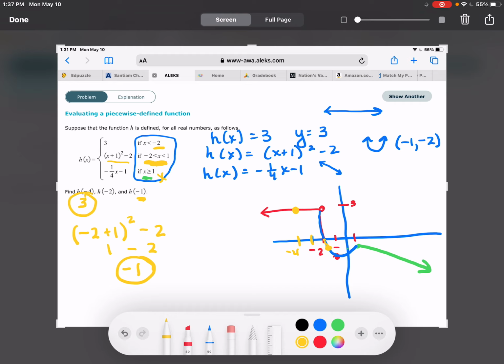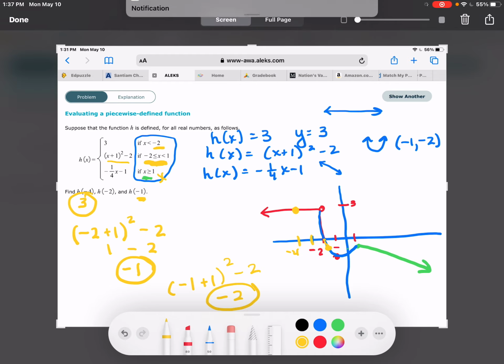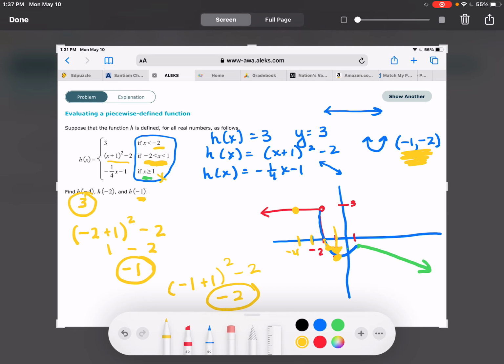So I'm going to plug that number in to this. I'm at (x plus 1) squared minus 2. So I'm going to say negative 1 plus 1 squared minus 2. This is 0. 0 squared is 0. Minus 2 is negative 2. And so that will be the value of h of negative 1. In fact, hey, look at that. It is the vertex, because if I go to negative 1, I will go down here to negative 2.